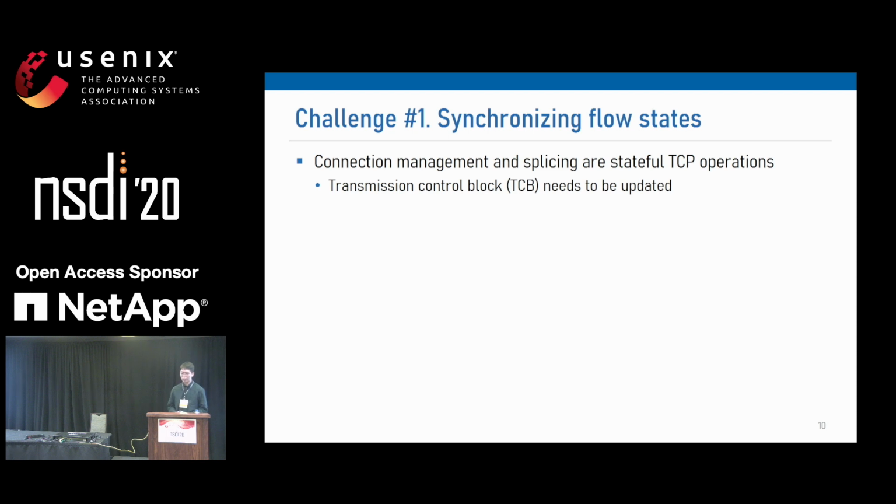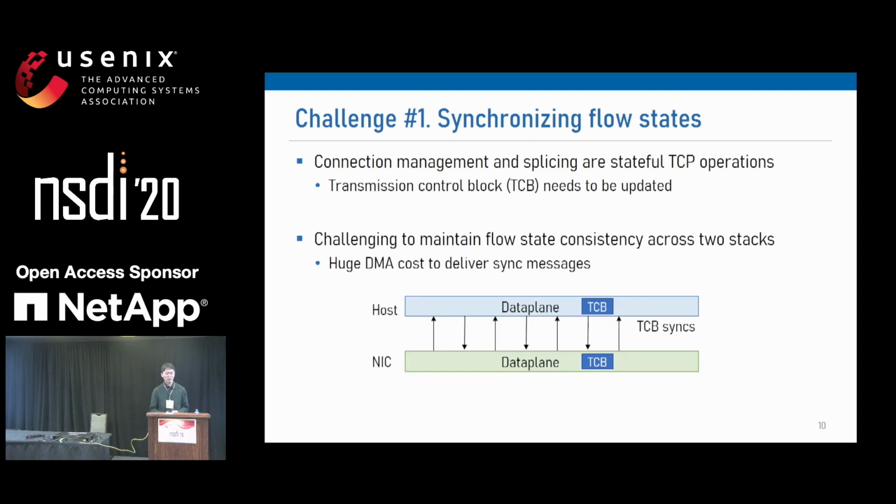Okay, so let's first talk about the flow state synchronization. Connection management and splicing are stateful operations, so they need to track the flow states. That's what we call the transmission control block, or TCB, in TCP. It makes the dual stack design challenging because now the NIC and host stack can both update the TCB, so we need to synchronize them across the different stacks. If you think about the connection setup and teardown process, the TCB is updated for every control packet, so it will end up with huge DMA overhead.